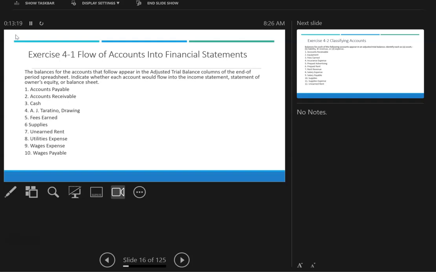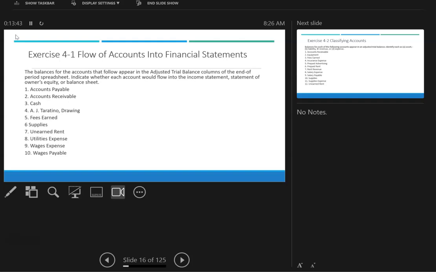The income statement has two types of accounts, revenues and expenses, and that's it. So do you see any revenues here? What would be a revenue? Fees earned. Fees earned. It's the only one I see. What do you see as expenses? Utilities expense.